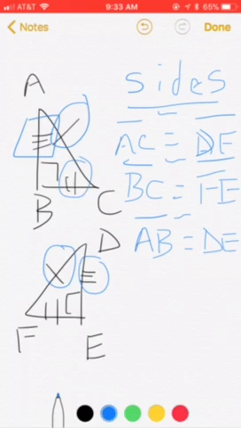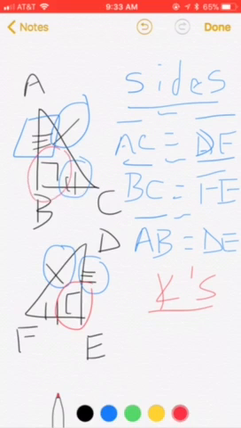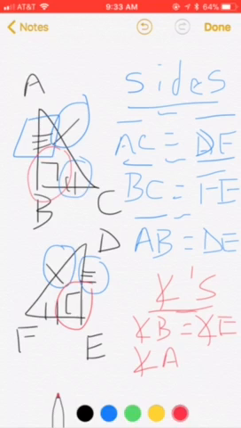We can do the same thing with the angles. So we can match up corresponding congruent angles. So starting with the right angles, we got angle B and angle E are congruent. We have angle A and angle D are congruent. And we have angle C and angle F. Alright, so there's the matchup of the corresponding congruent sides and angles. So that's how we begin.